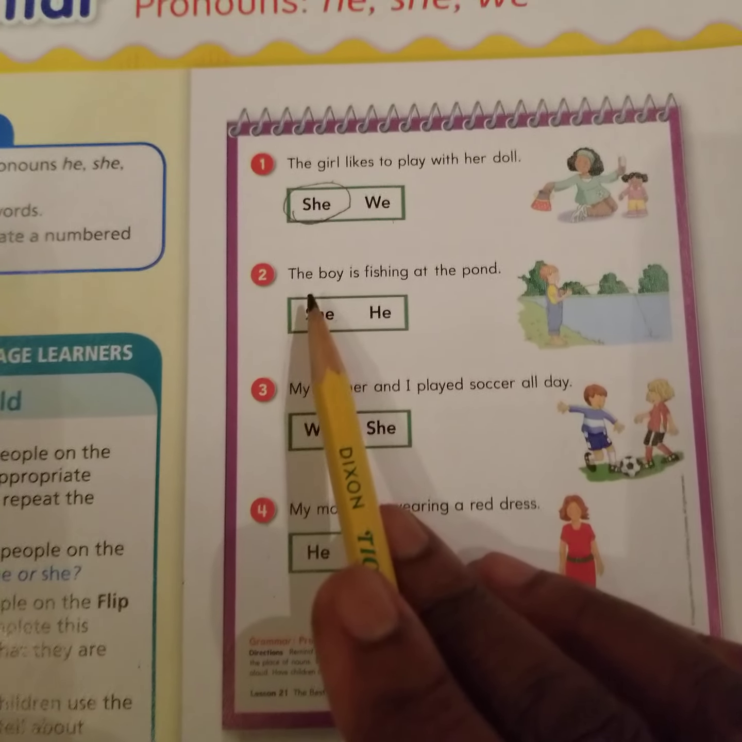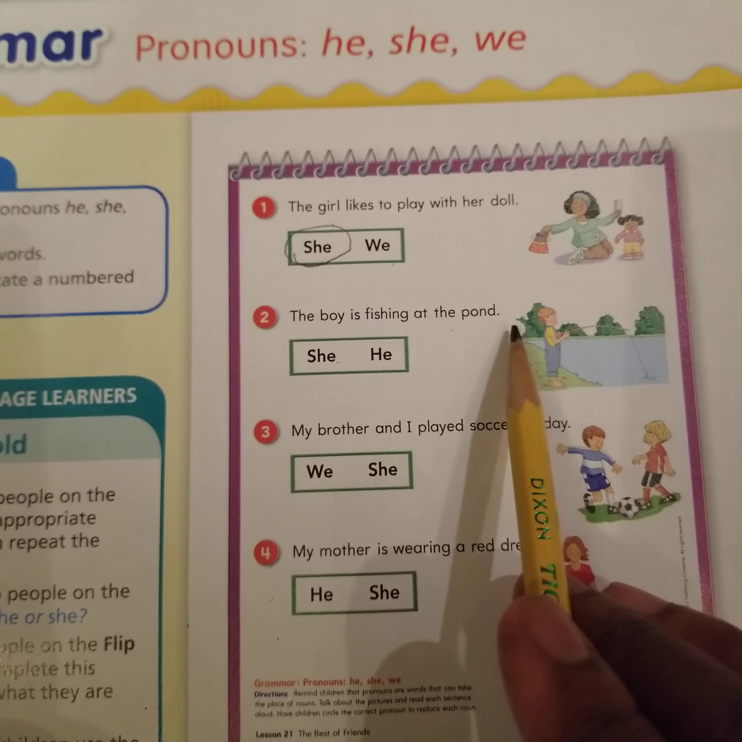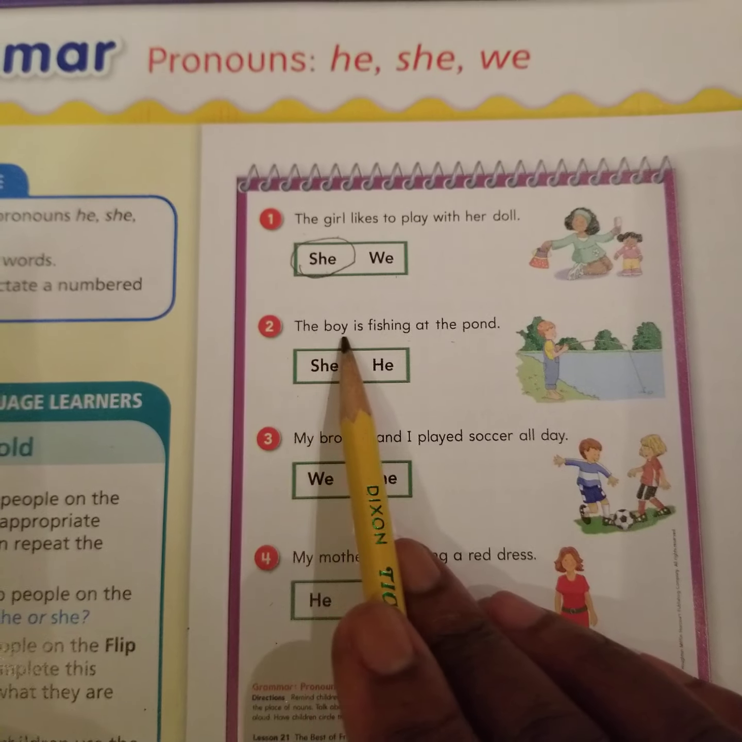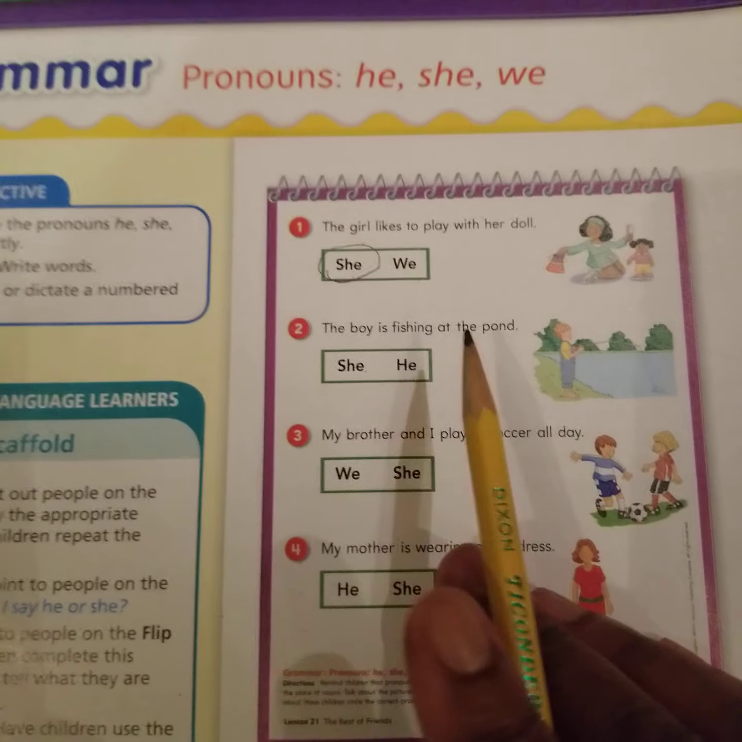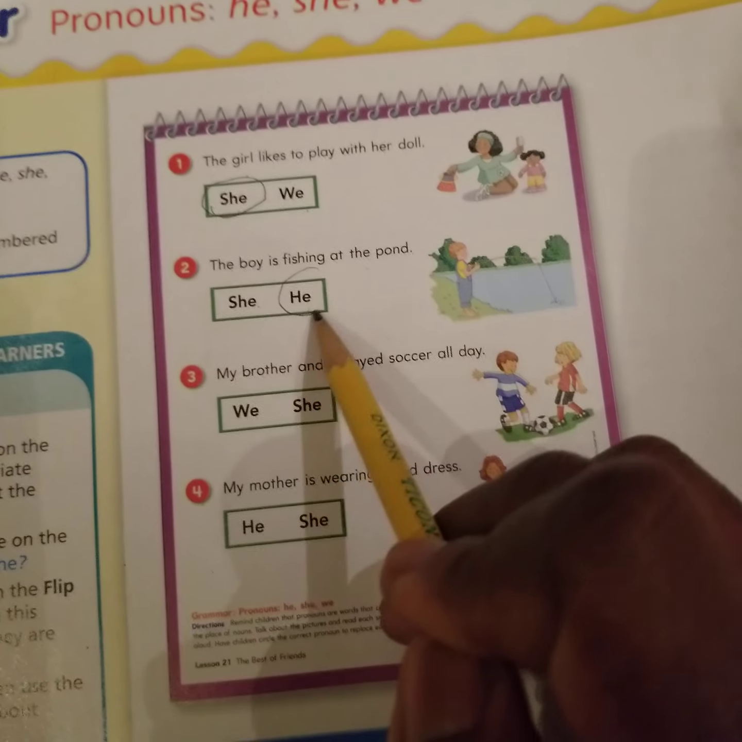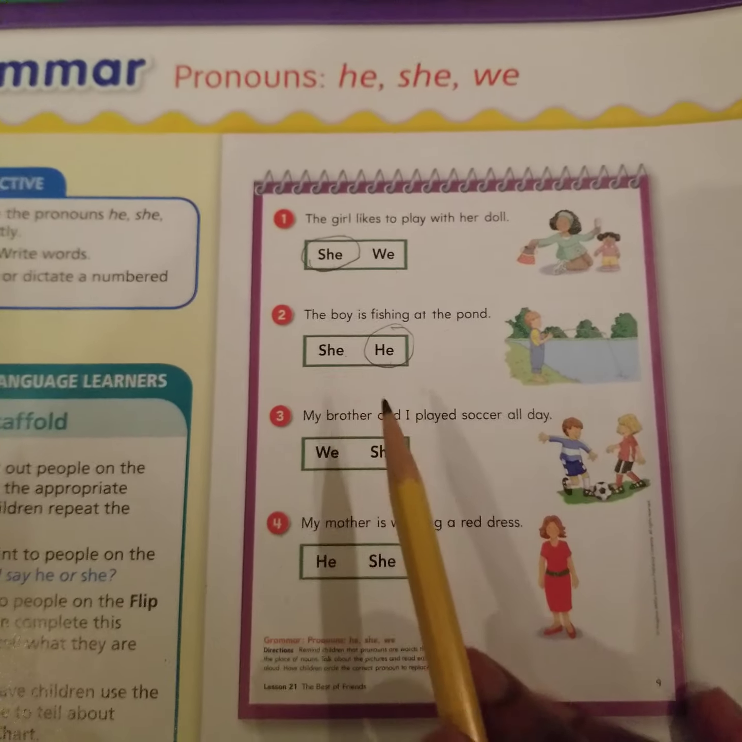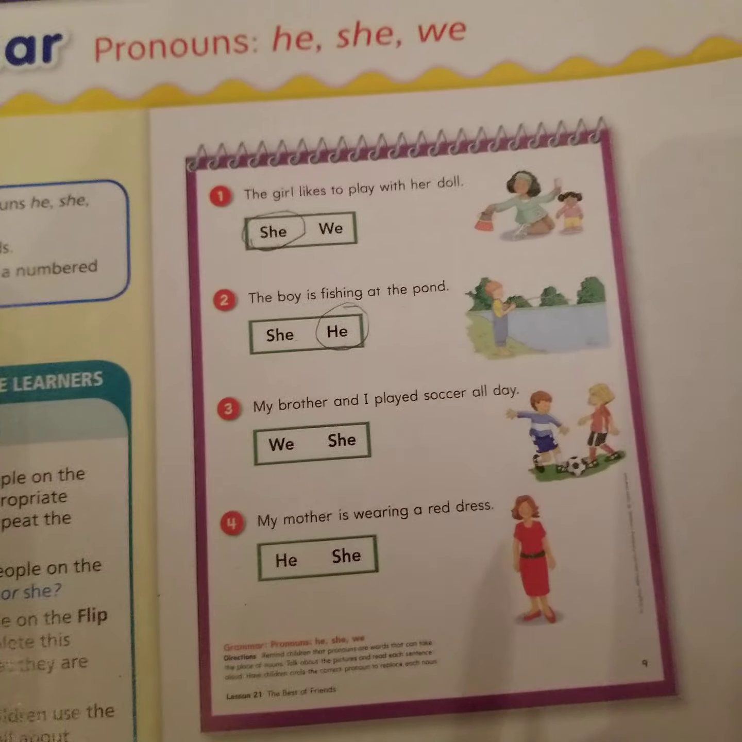All right, number 2. The boy is fishing at the pond. Do we use she to replace the boy or do we use he? That's right, we use he because it's a male, a boy, and he is used for males or boys. Could be used for fathers as well.